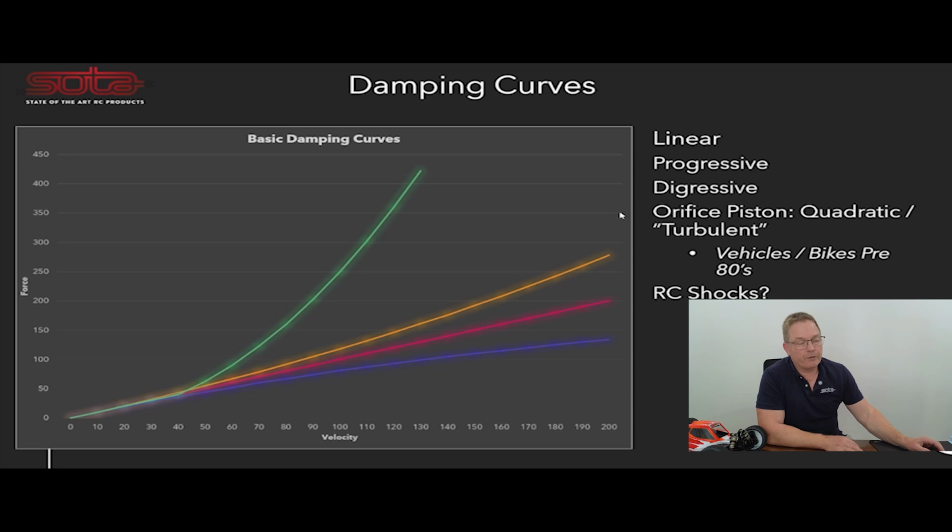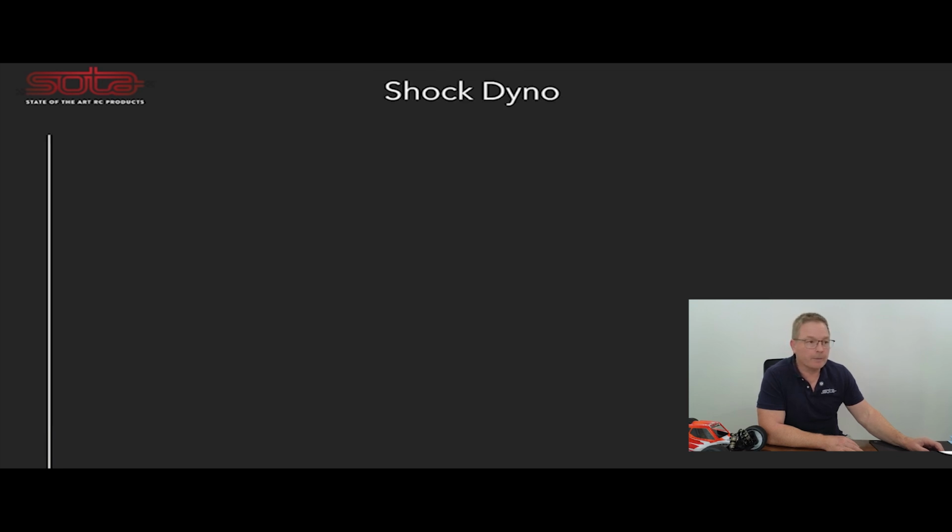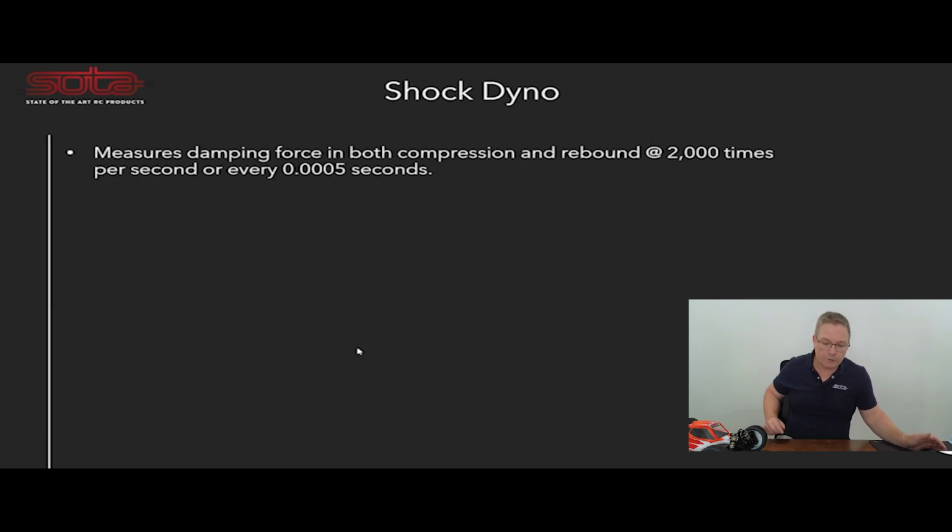RC shocks, where do we sit? We'll soon find out. Okay, shock dyno. The one I've got measures 2,000 times per second, or 0.0005, so half of 1,000th of a second. It will give me a data reading, and in a 10-second run I'll get 20,000 rows of data. So massive amounts of data.